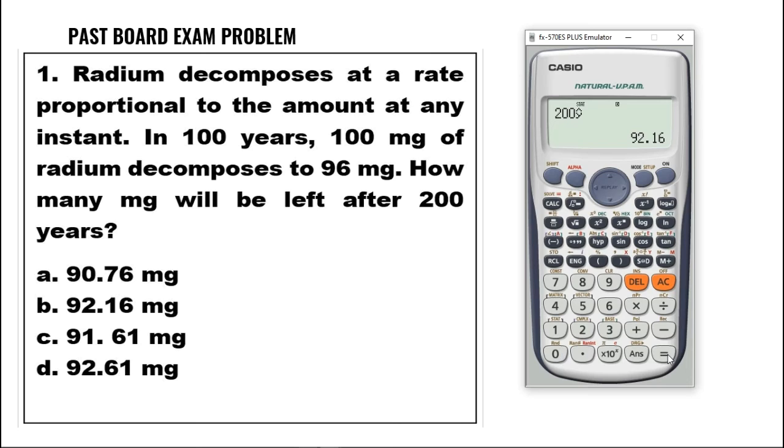So that's how you solve a differential equation application in the simplest approach using your calculator. This is applicable in the board examination when you're using this kind of calculator, the Casio 570 ES Plus or 991 ES Plus. So let's proceed, guys, to our next problem.